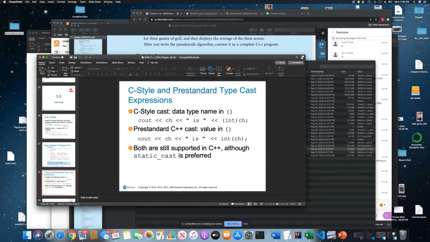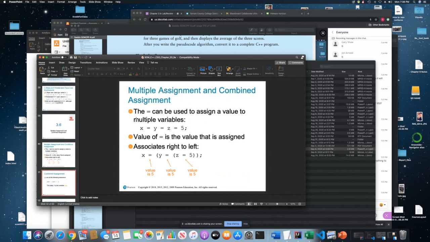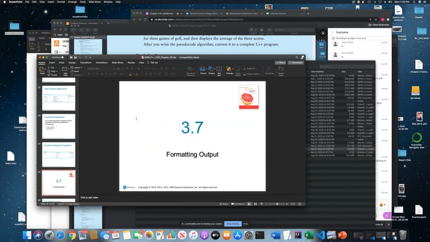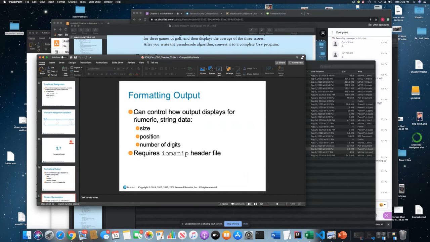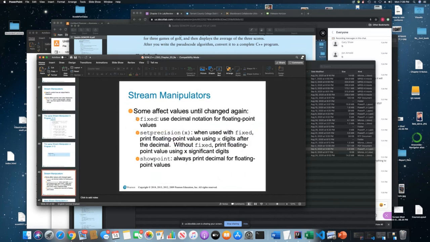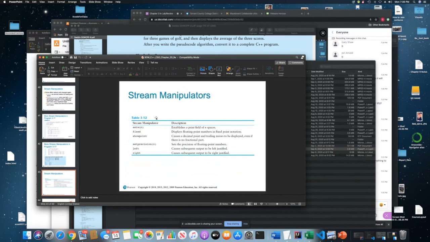This is the old C style. I call it the shorthand. But if you need the C++ standard way, no, it's the other one, static cast. Know the shorthand. Know the preprocessor directive iomanip. Know fixed, setprecision, and showpoint. This would be a good thing to get familiar with, what these are for.